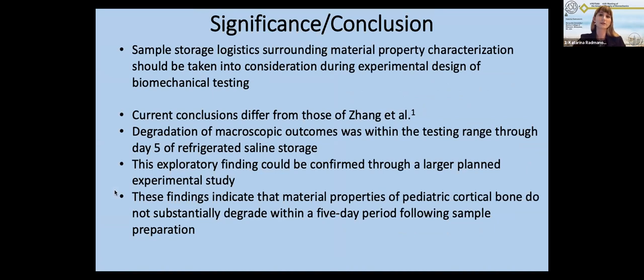The sample storage logistics surrounding material property characterization should be taken into consideration during experimental design of biomechanical testing. The current conclusions differ from those of Zhang et al. However, the current study differed from Zhang's in species, being human, and storage temperature, having used refrigeration. Degradation of the macroscopic outcomes was within the testing range through day five of refrigerated saline storage. This exploratory finding could be confirmed through a larger planned experimental study.